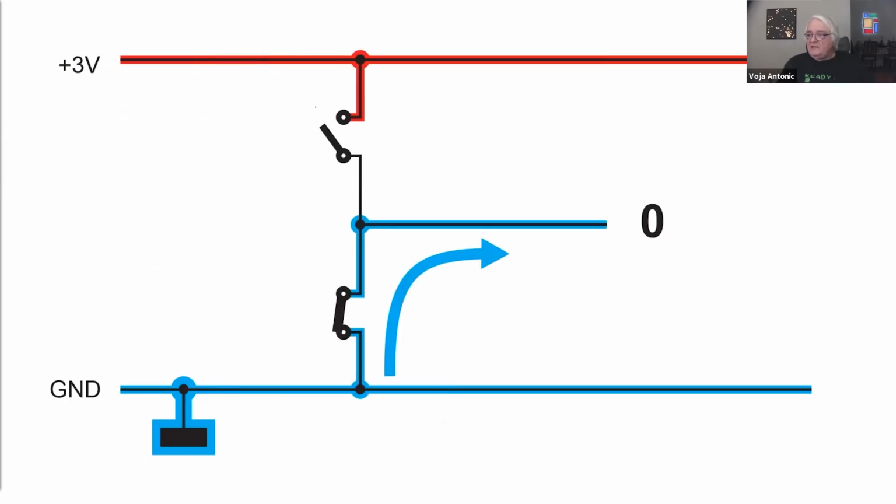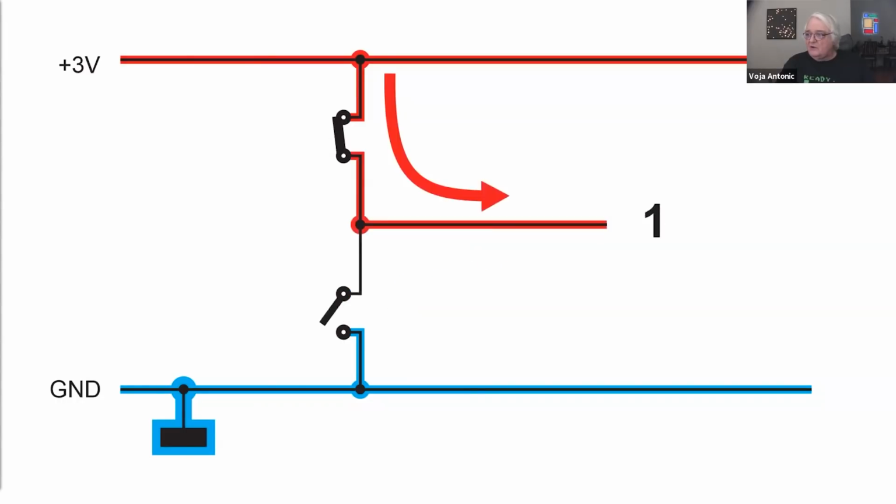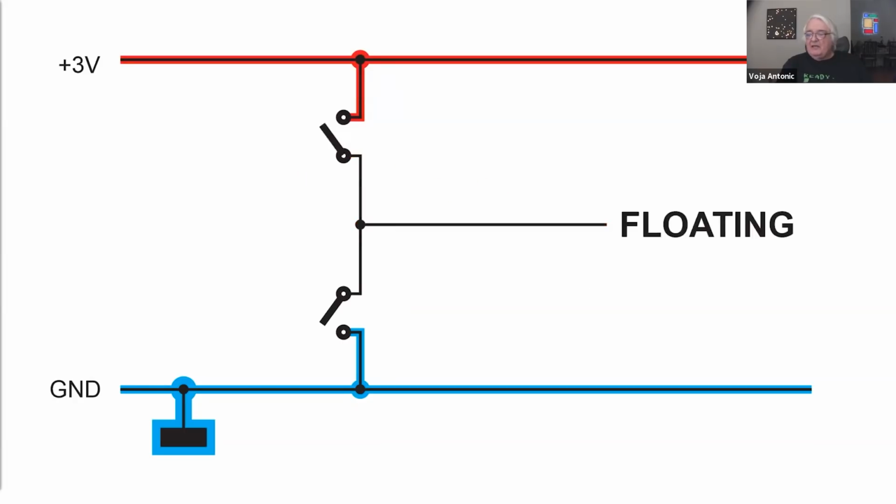And when we see the output configuration of the typical digital circuit, we see that we can switch on the lower switch to make a 0 signal, or switch on the upper button to generate a 1 signal, and that's it. But when both switches are off, then the signal is in a floating state. And please note that it's not a 0 state, it's a floating state.